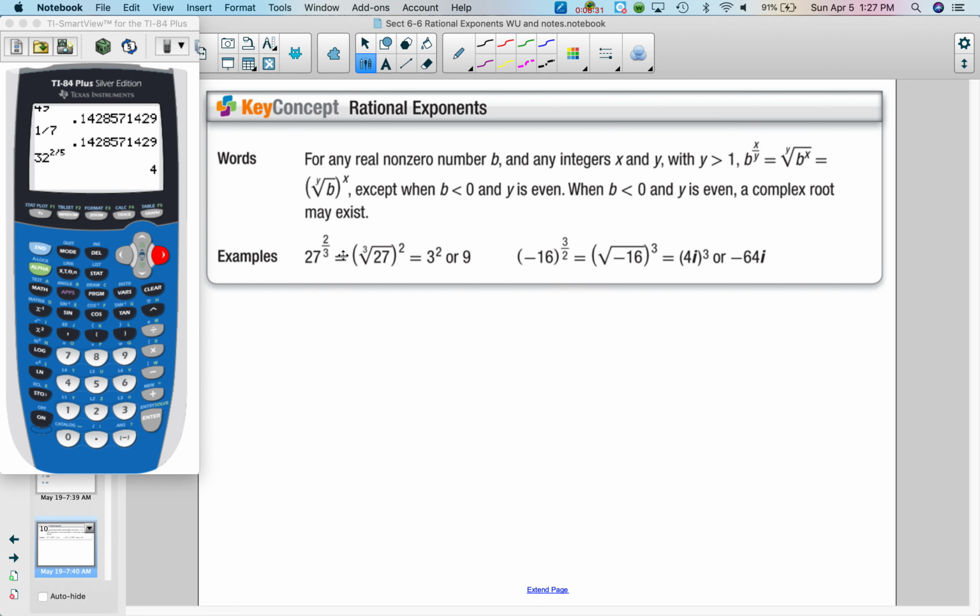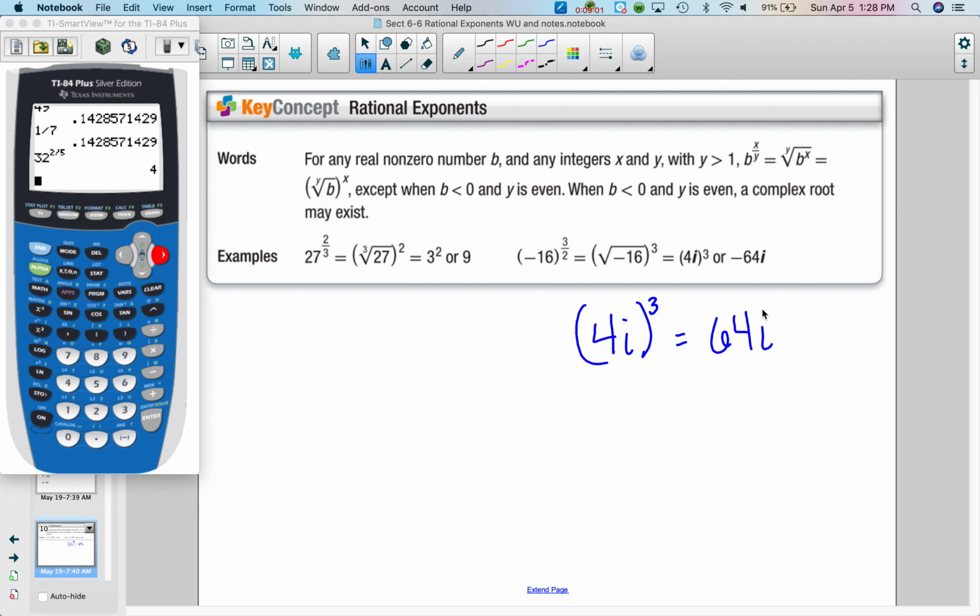So this is just showing you that, because the other examples were where you just had a 1 on the top. So this is just showing and explaining that you would take the cube root of 27 and then square it. Right here, we would take the square root of negative 16, which would be 4i, and then you cube it, which would be, if you cube 4i, and then you cube the 4, so you get 64. That's where the 64 comes from.